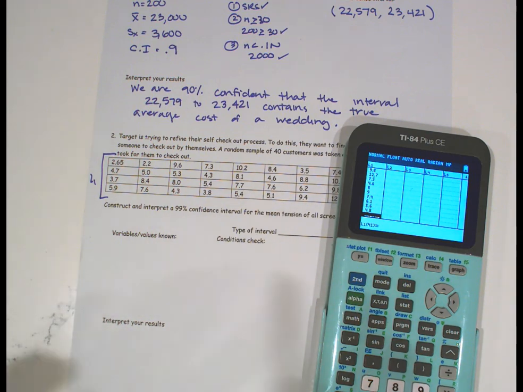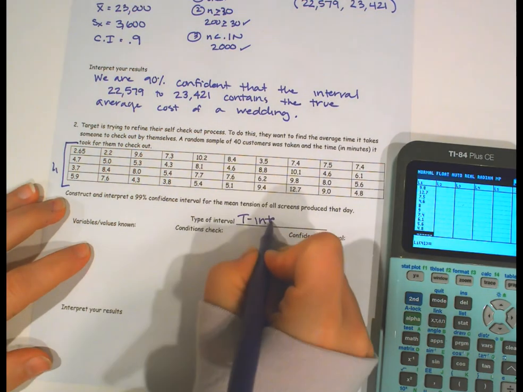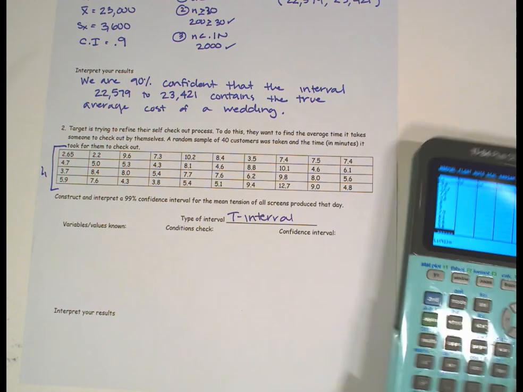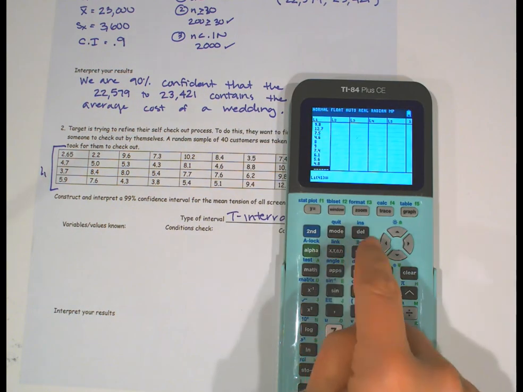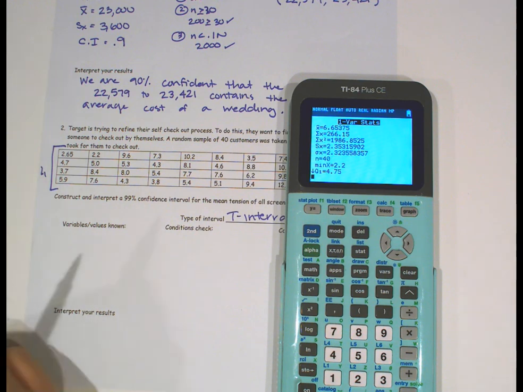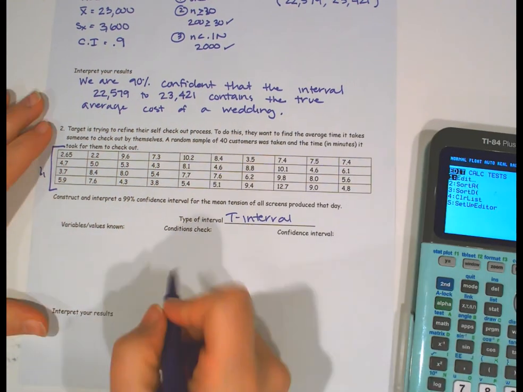So we're still doing a t-interval because we're given data that we can find the mean and standard deviation of. Remember, if you're interested in finding the mean and standard deviation yourself, you can always hit stat, go over to calc, and then it will calculate the mean and standard deviation if you're interested in knowing that before you get started. But we don't really need that to run our confidence interval. So let's check our conditions first.